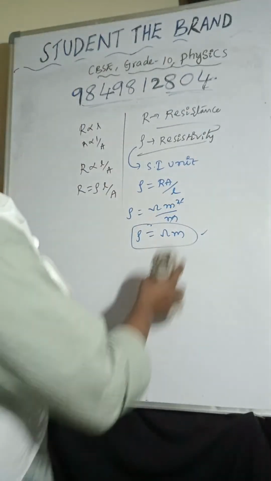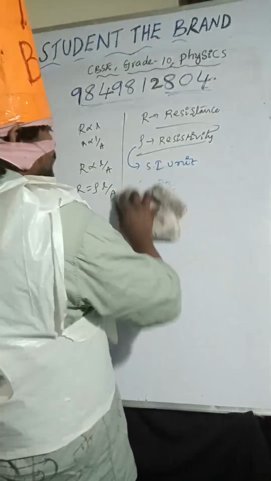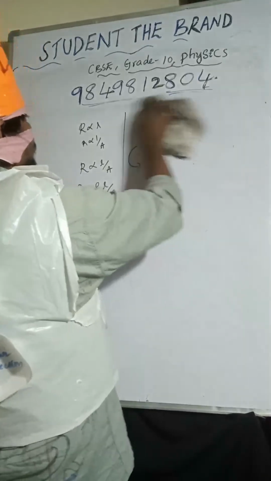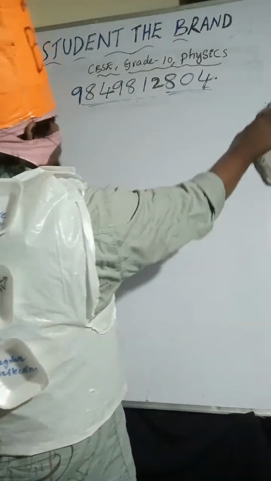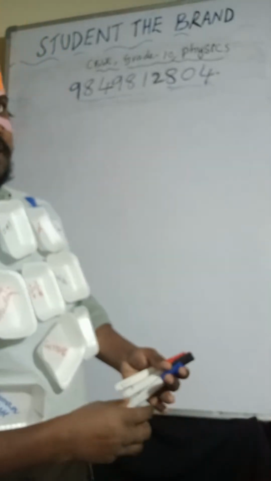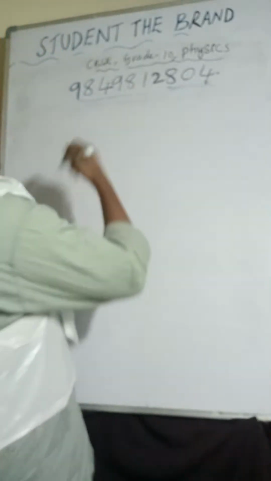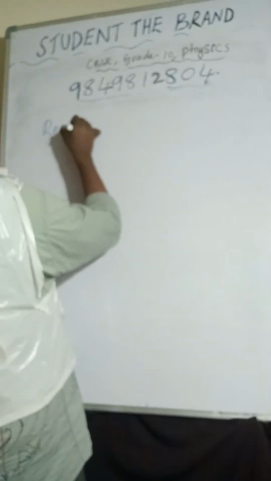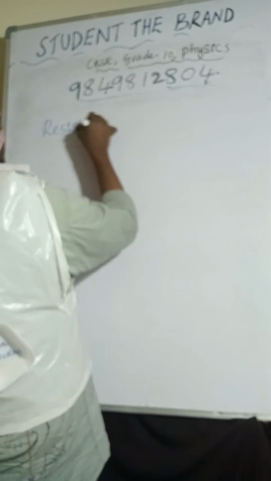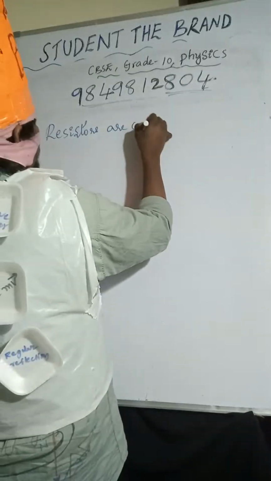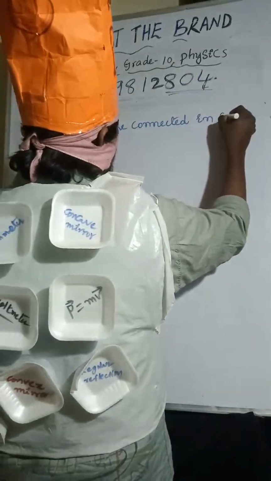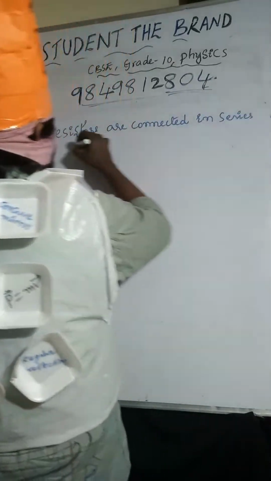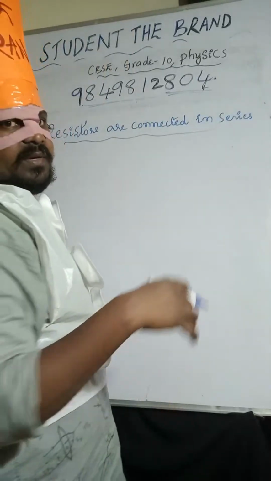Next, resistors connected in series combination and resistors connected in parallel combination. We'll discuss resistors connected in series combination first.